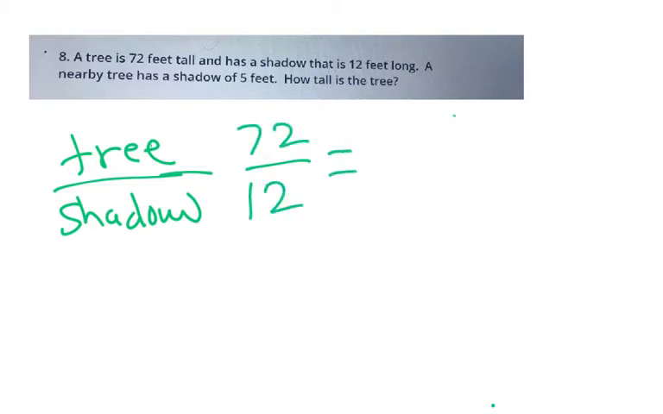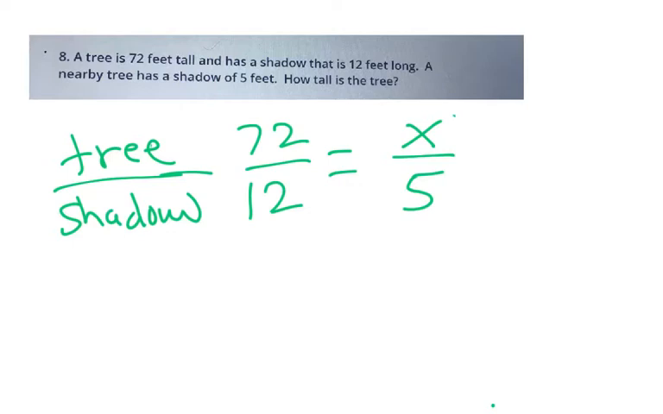Okay, and then another nearby tree has a shadow that is 5 feet. Oh, I'm sorry, its shadow is 5 feet. So we're trying to figure out how tall the other tree is. I don't know, so that's the one I'm going to solve for.